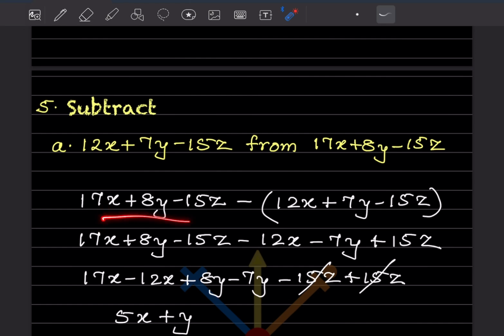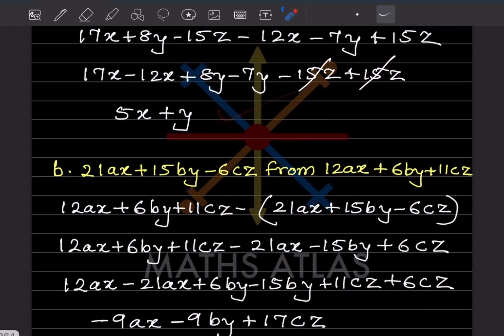So this is all the same: minus 12x, plus minus will be minus 7y, and this minus is going to be plus 15z. This step is very important. Now what will you do? You will bring the like terms together. That will be 17x minus 12x, and then this and this together, and this together. So this is going to be 5x plus 8 minus 7, that is going to be plus y. And minus 15z plus 15z will get cancelled out. So this is the answer.